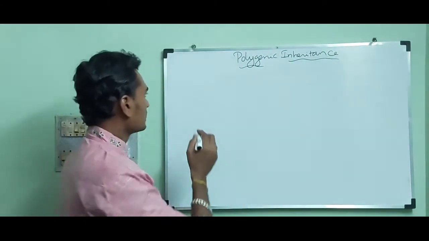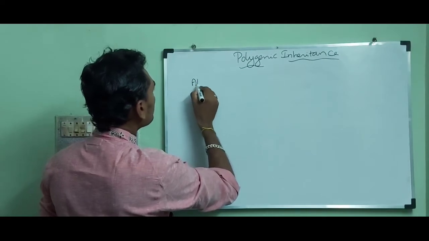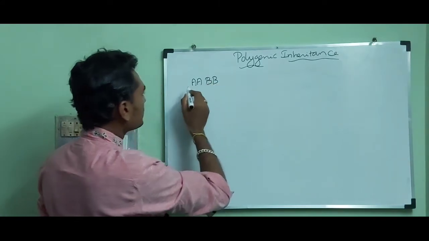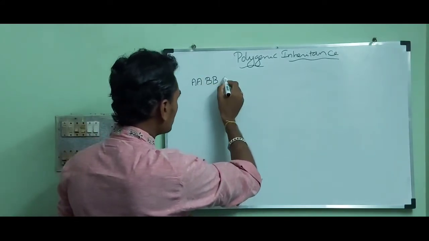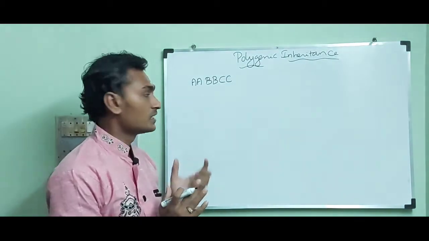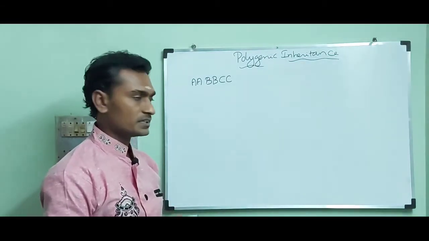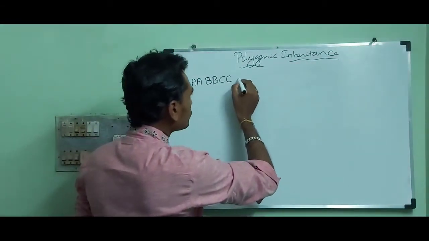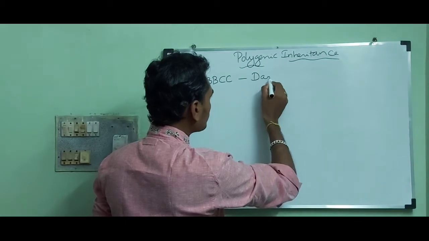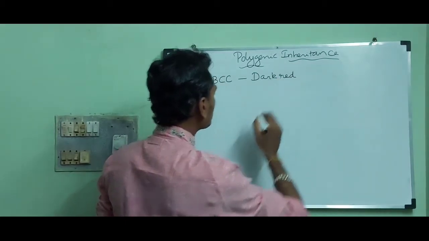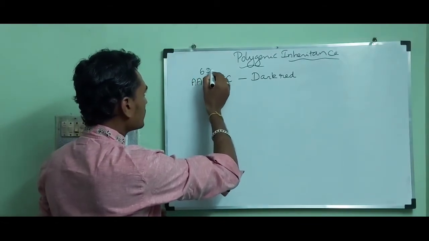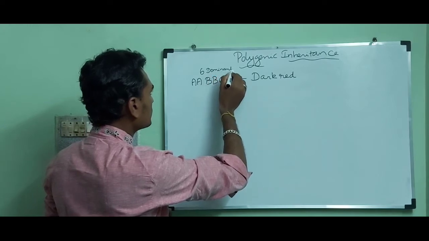So the first extreme is going to be the dominant one. That means all the pairs of alleles are dominant: capital A, capital A, capital B, capital B, capital C, capital C. So this is the first extreme, which contains all dominant alleles. It is going to be dark red in color. It shows the phenotype dark red. It contains 6 dominant alleles.